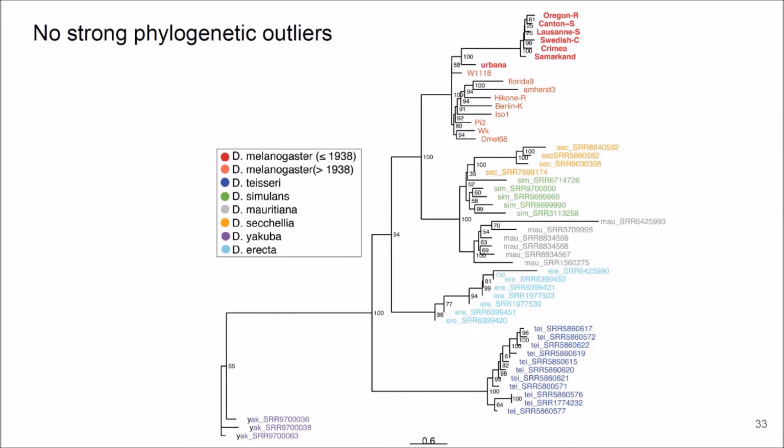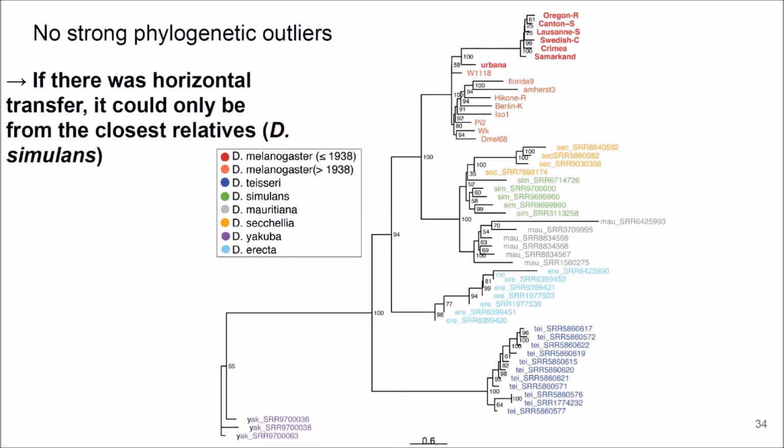But what we did find is that there's a striking similarity of the consensus sequences of Drosophila simulans, pretty much the closest relative, and Drosophila melanogaster. That is a bit more similar than would be expected by chance. So if there was a horizontal transfer event, it was likely from Drosophila simulans, but based on the phylogeny and the other analysis we did not have any strong evidence suggesting this.